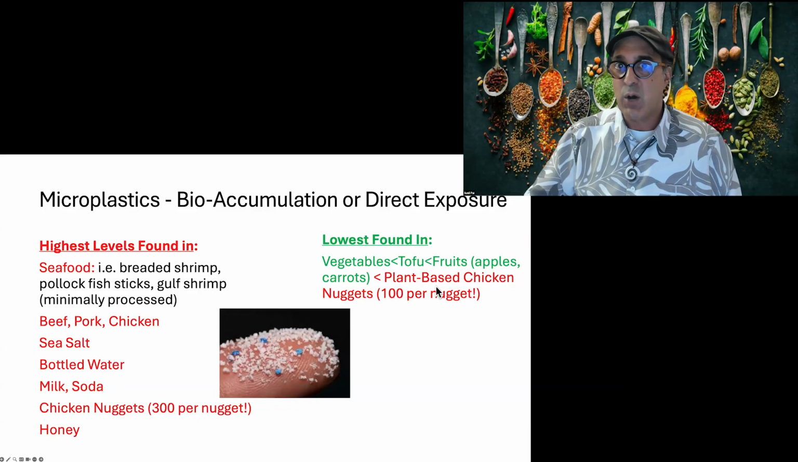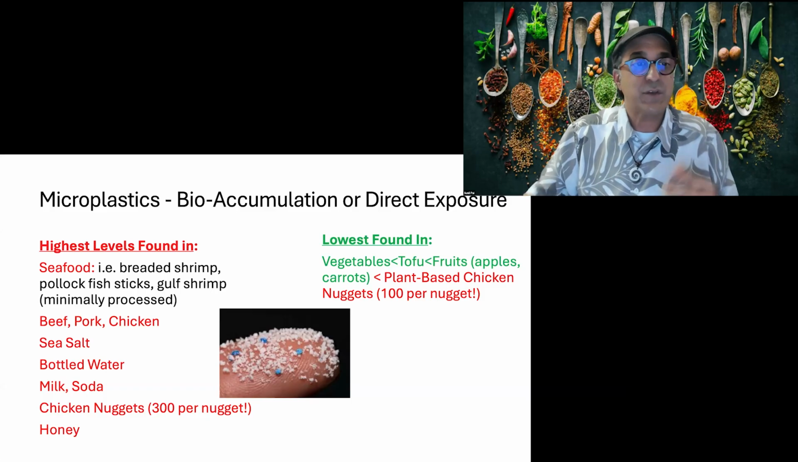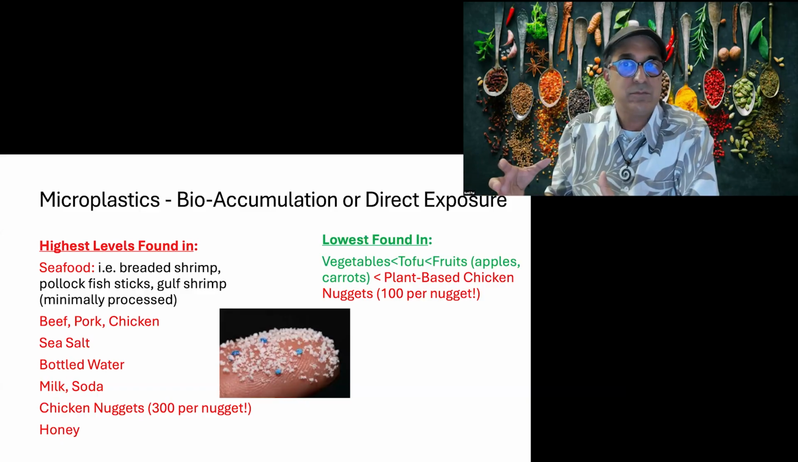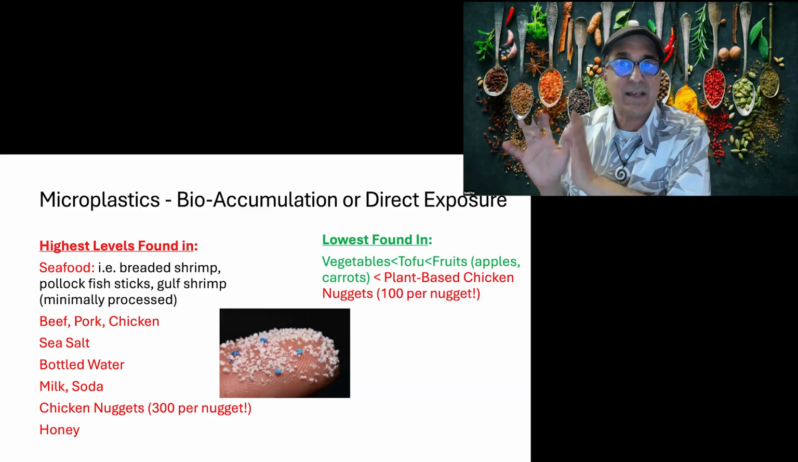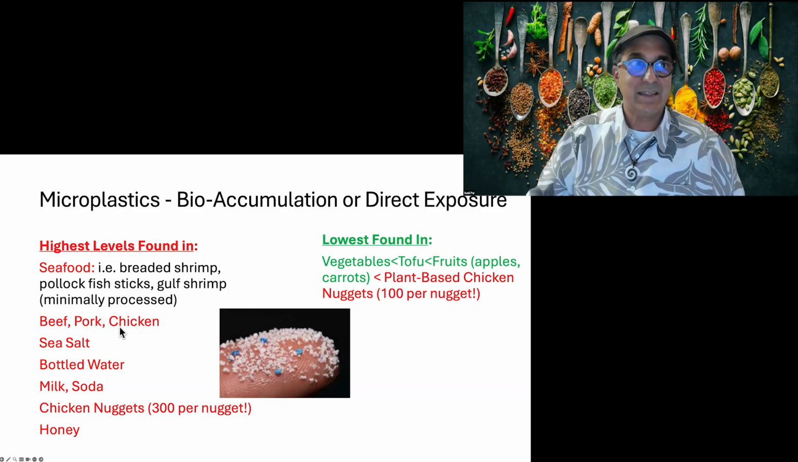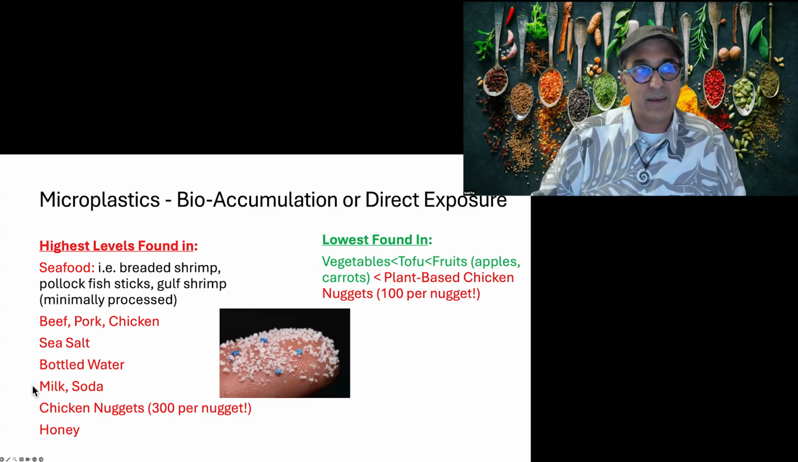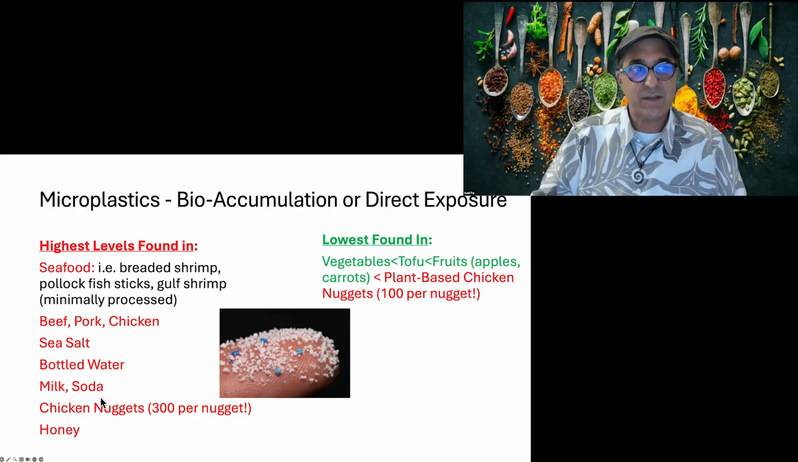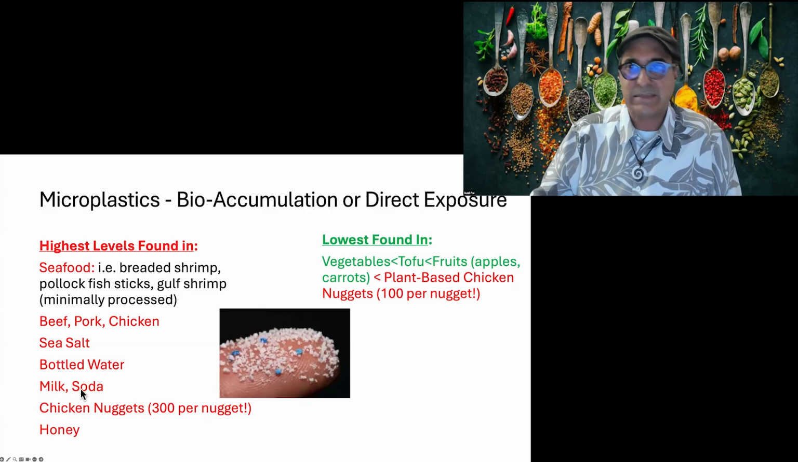So the lowest foods are going to be plant proteins. Vegetables still have it. Even my organic tofu, even though it has all these health benefits, still has microplastic. But it has a lot less than the animal proteins. And another thing, here's bottled water, milk and soda. Again, it's just full of water where we don't filter out microplastic, right? And they actually put this in plastic, right? Jugs of milk, jugs of soda, and bottles of soda.